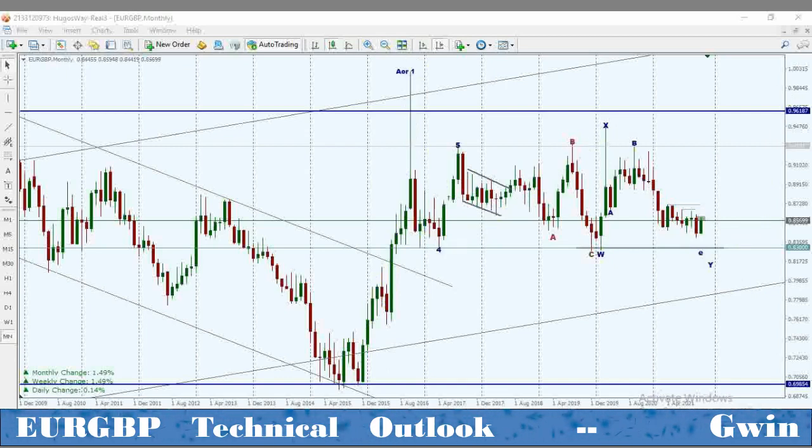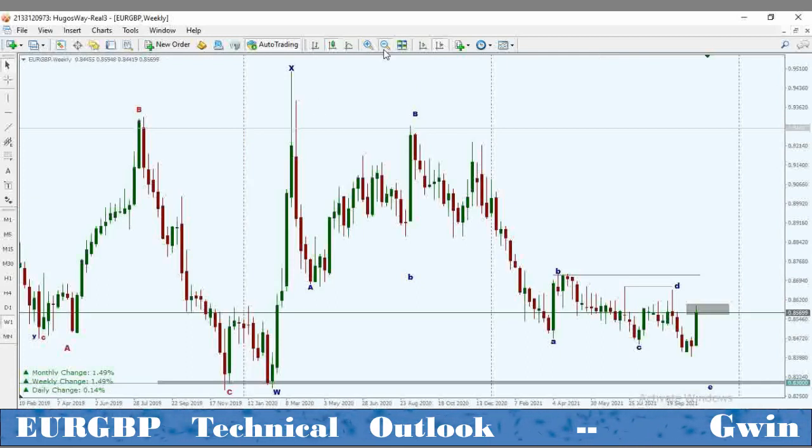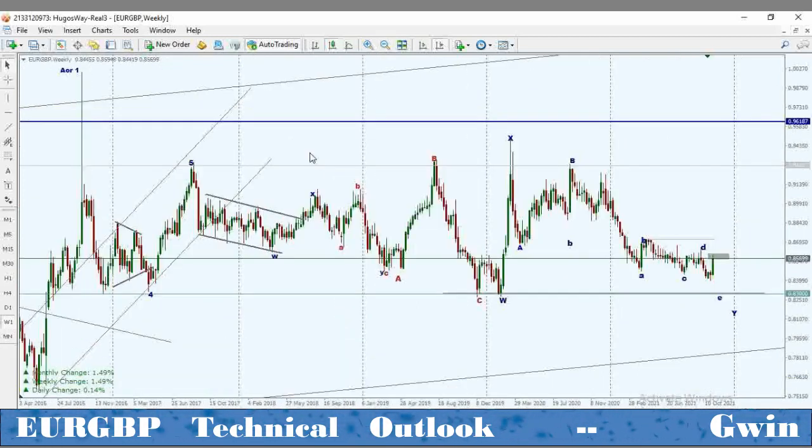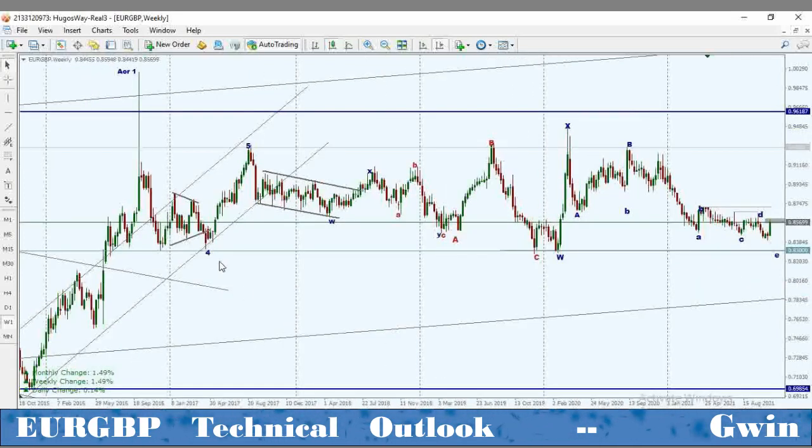So we could have a possible first drop of a wave A around here, and we could also have a possible impulse of a wave B right up there, and we could be working out a wave C right down here. That I do not know, but if you look at this trade setup here, that's a possibility of what we might be working on at the moment.